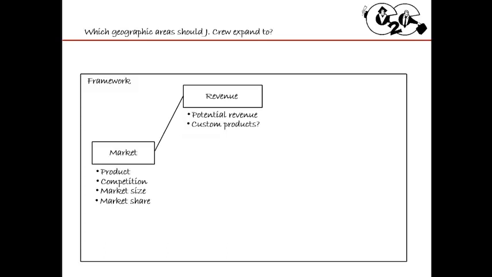Do we have to have custom products? For instance, one thing that we might have to have is different styles depending on the countries. Brazil might be different than a style that we would have to sell in China, which would be different from a style that we have to sell in Russia. Okay? And then it would be good to look at what are the possible revenues by country.